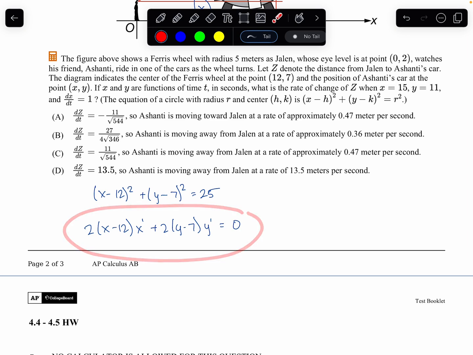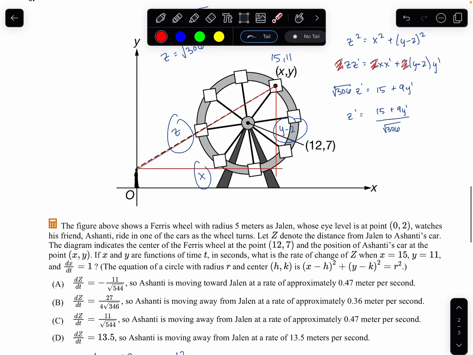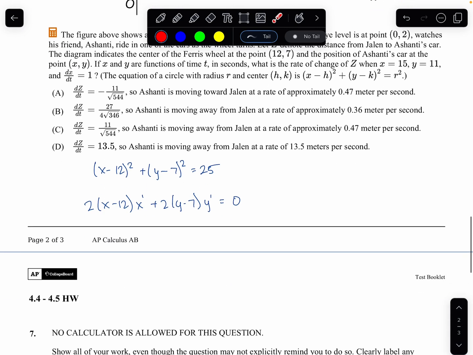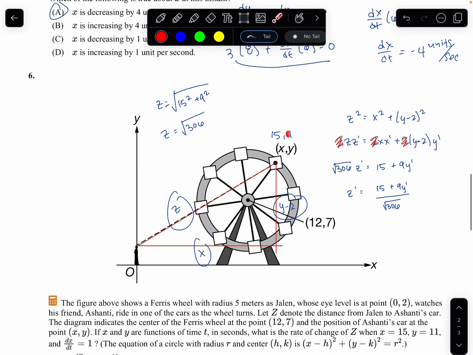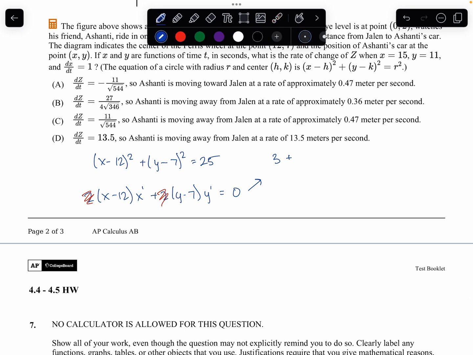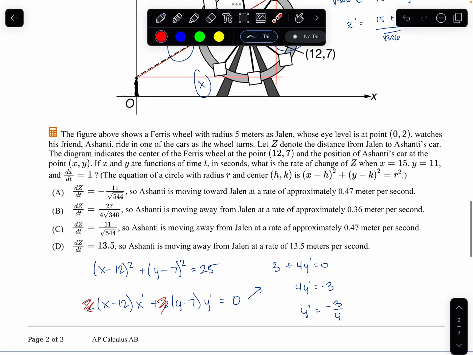And so we're going to use this, and keep in mind that we're using this at the instant that x is equal to 15 and y is equal to 11. So this right here, well, again, the 2's don't matter because those are going to cancel out. So we're going to plug in 15 for x. So 15 minus 12 is 3, and x prime, again, is 1. And then we're going to do plus, we're plugging in 11 for y. So 11 minus 7, that's going to be 4, y prime equal to 0. So 4y prime is equal to negative 3, and y prime is equal to negative 3 over 4.